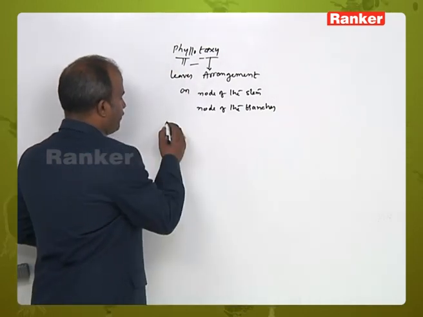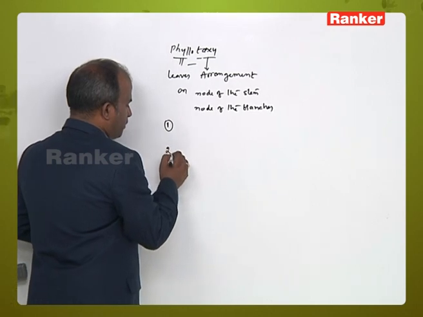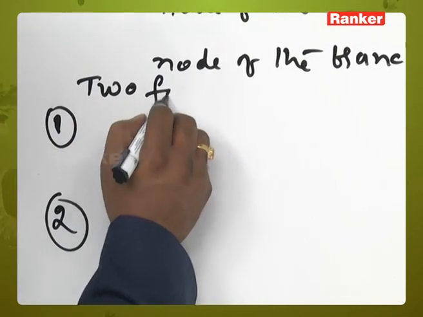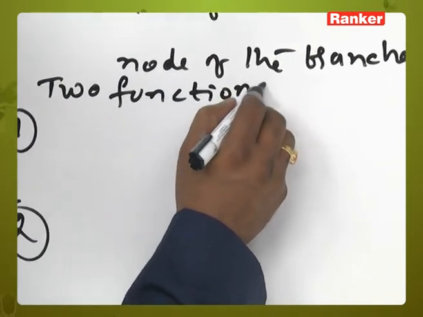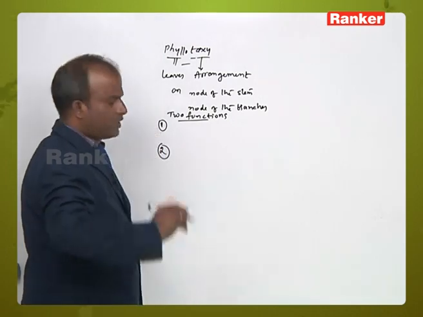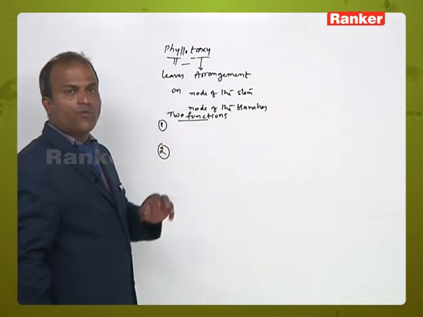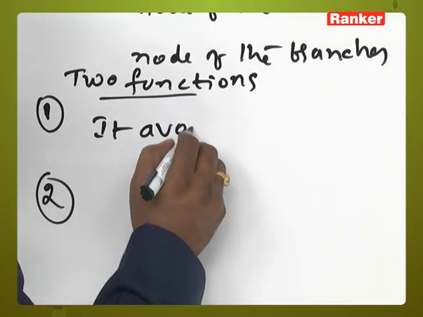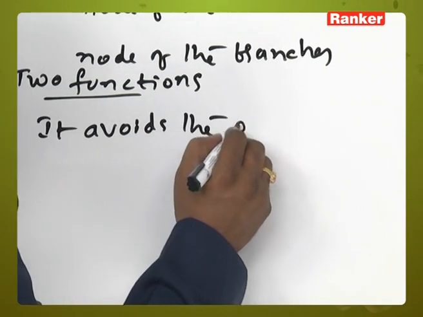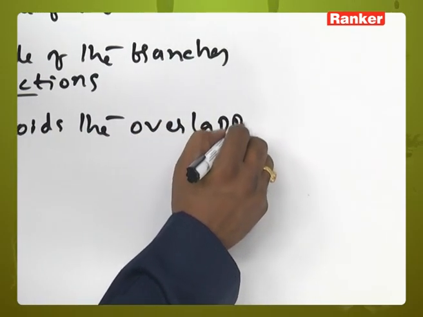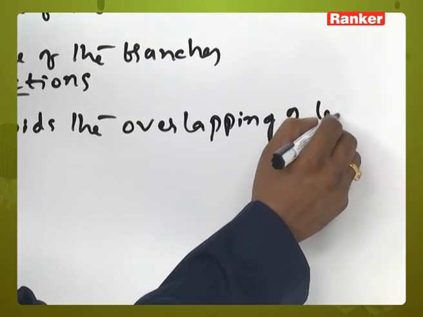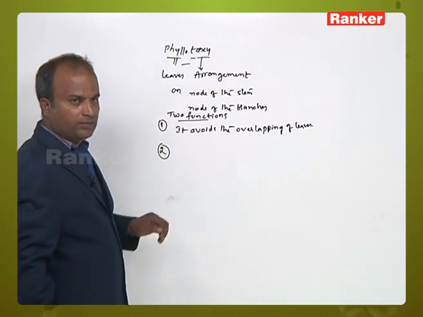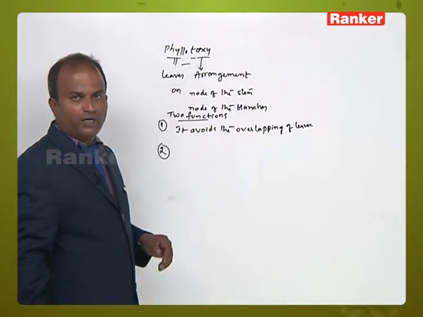Now, how many functions does it perform? It performs two functions. The first function is that it avoids the overlapping of leaves.